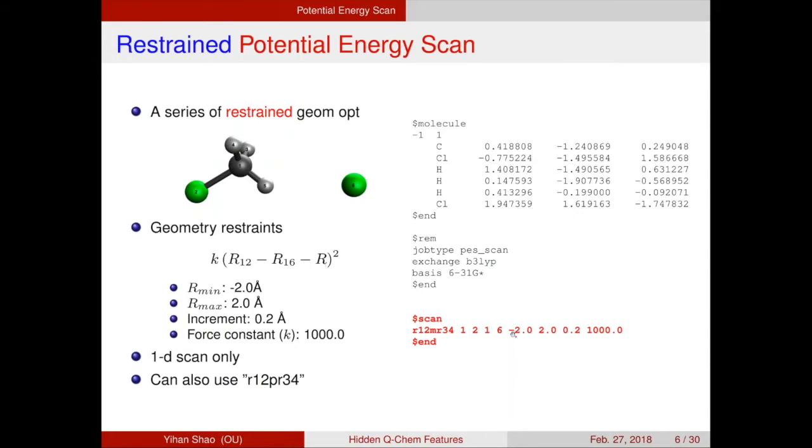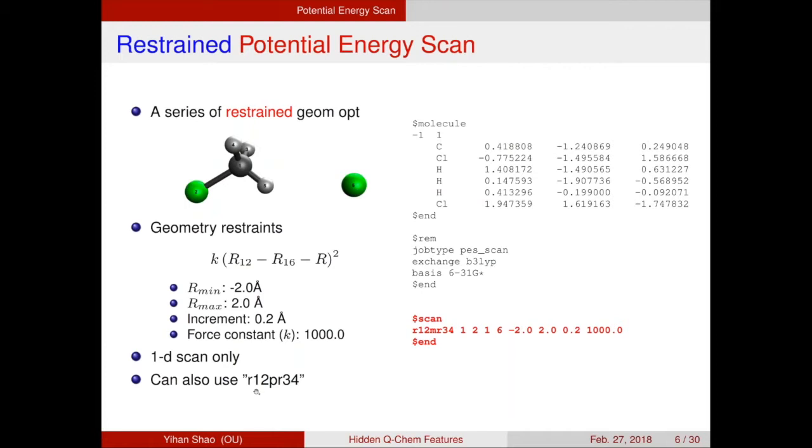So what this does is a series of restrained geometry optimizations, and the restraint at each value of R is this harmonic potential. And currently it only supports one-dimensional scan. So in this particular case, we have R12 minus R16, but in some cases we can also use R12 plus R34. So that option is also there.